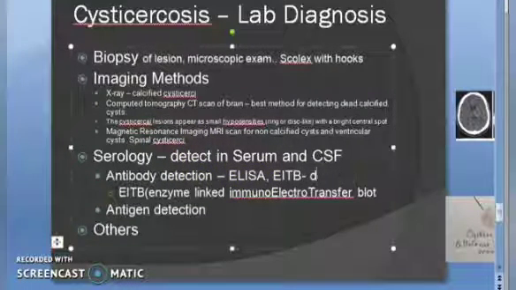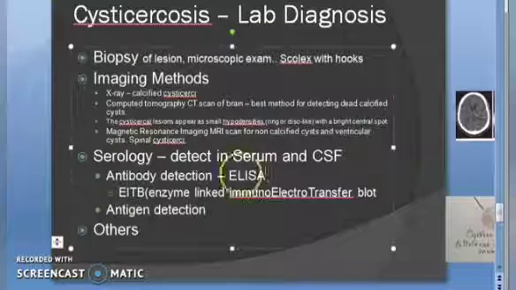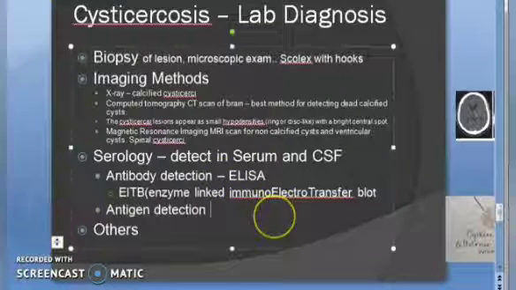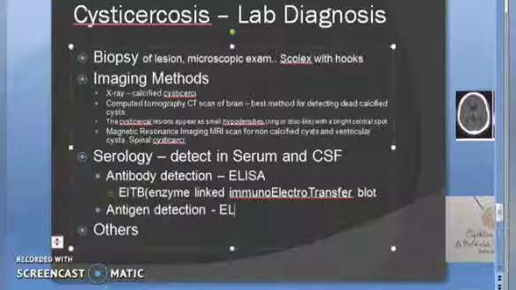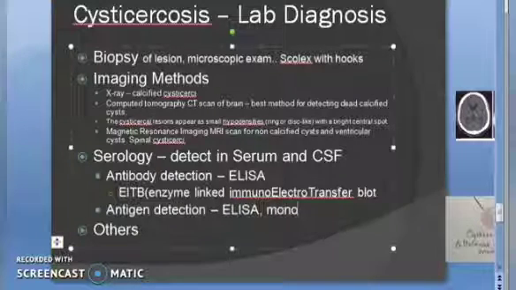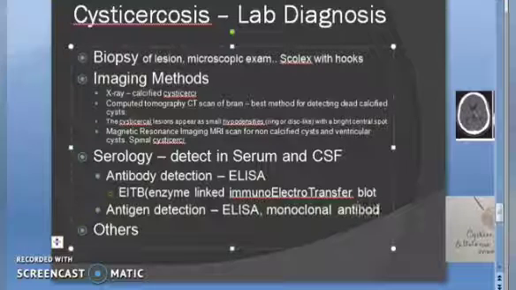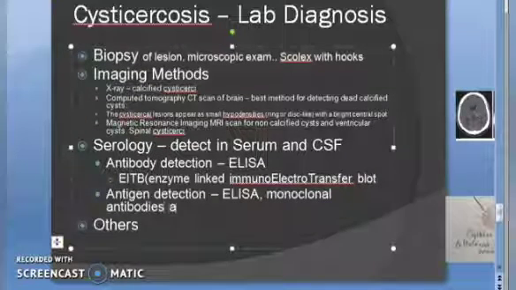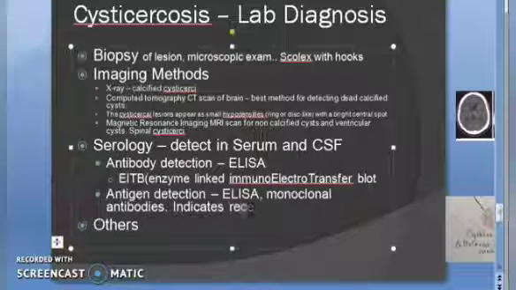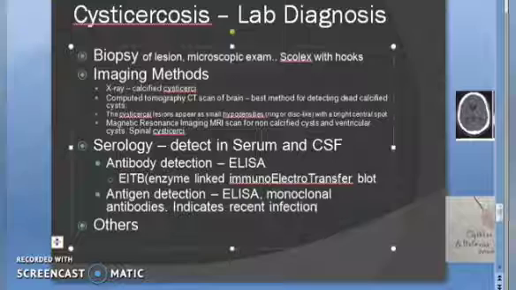Antigen detection you will do using ELISA with monoclonal antibodies, and it indicates recent infection. If you find antigen, it indicates recent infection.